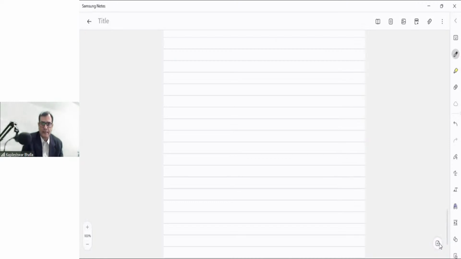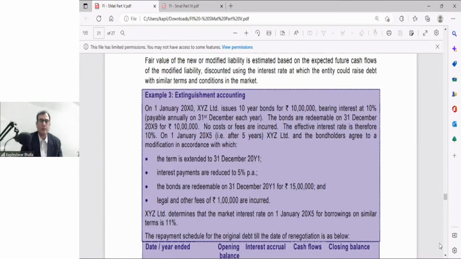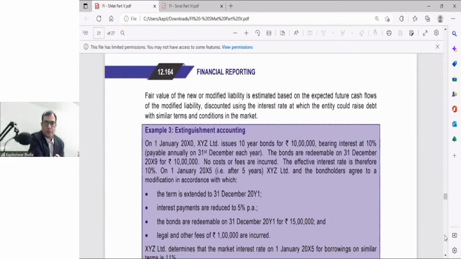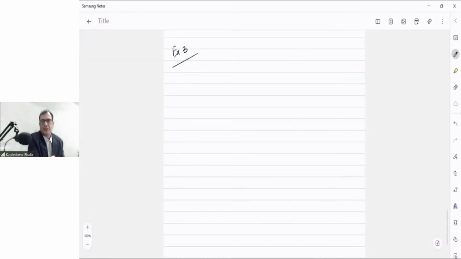We are looking at example number 3. This is in unit number 5, and this is page number 12.164 of the study material. Okay, let's begin the journey. We're looking at step number 1, step number 2, and step number 3.